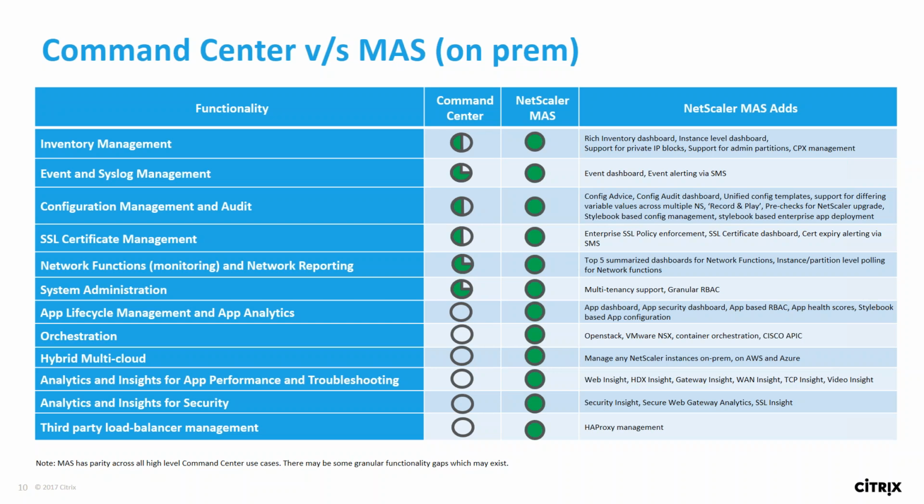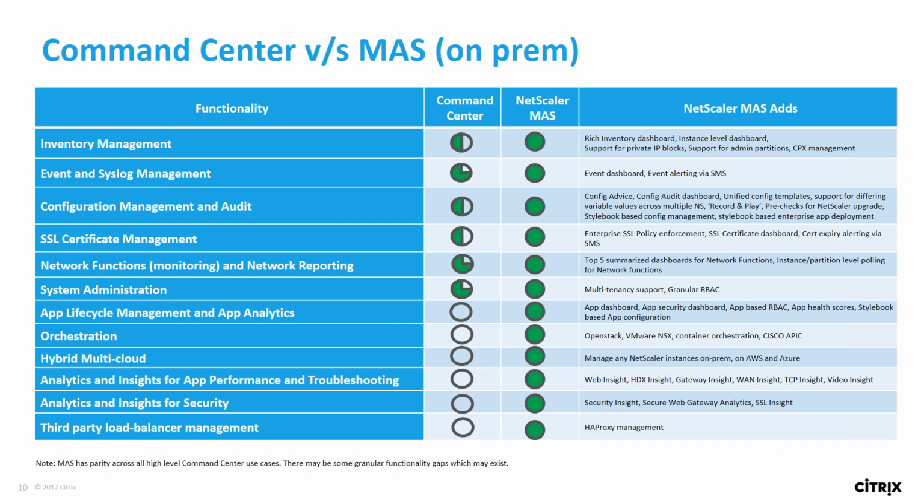Even orchestration was not supported in Command Center, and is supported in MAS via OpenStack, VMware NSX, container orchestration, Cisco Epic, etc. Hybrid or multi-cloud management was also not possible using Command Center, and this is something which you can achieve using MAS. You can manage any NetScaler instance, be it your on-premise instance or your instance on cloud.